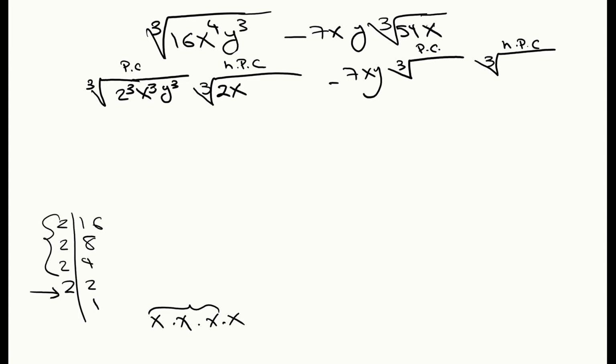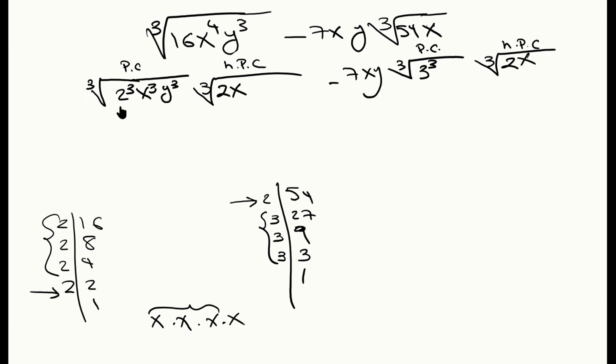For the next one, we have negative 7xy on the outside, and then 54, if we break it down, gives us 2, 27, 3, 9, 3, 3, and then 3, 1. So we have a perfect cube of 3. That leaves us a 2 as well, so we put the 2 in here. And there was already an x, which has to go into the non-perfect cube box because there is no perfect cube hidden inside it. So now, starting on the left here, we know that the cube root of 2 cubed is 2, that of x cubed is x, and the cube root of y cubed is y.